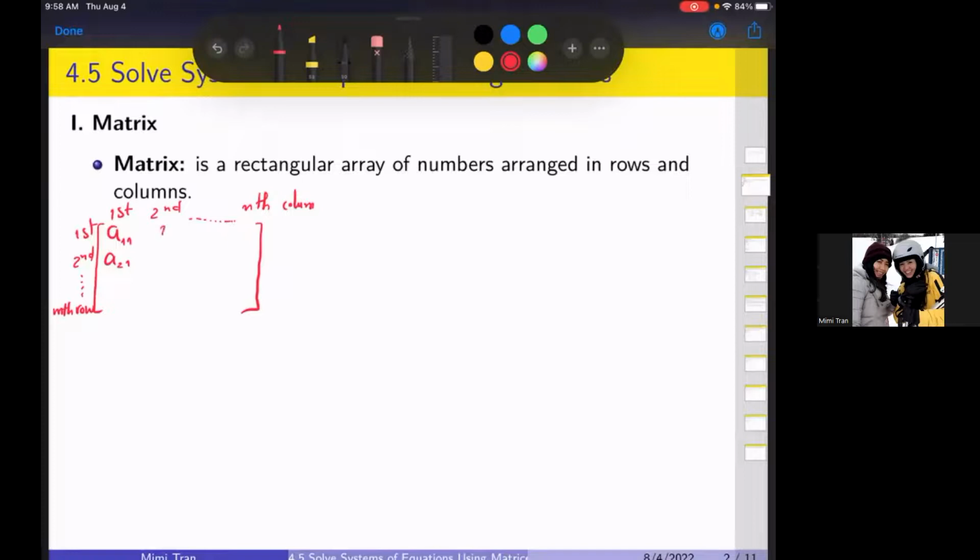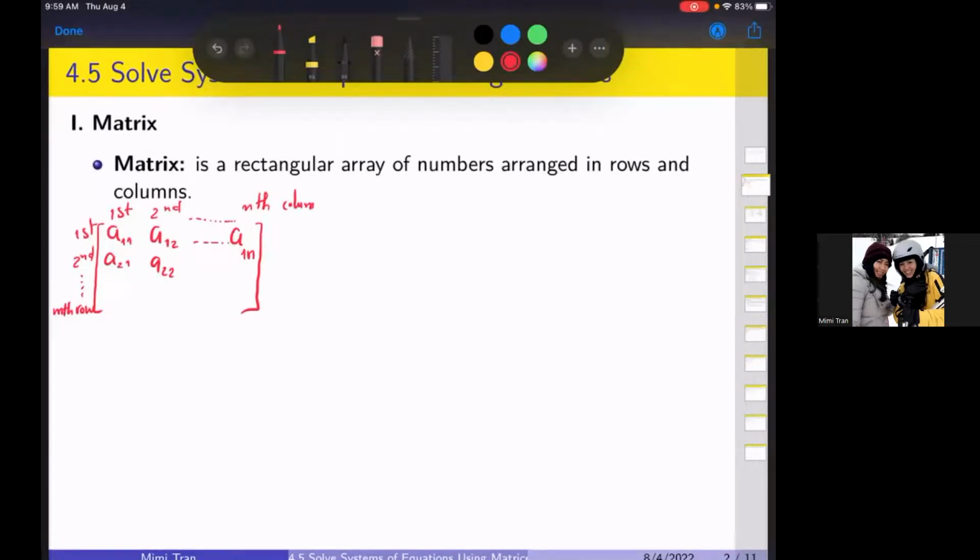Can you tell me what this one is? Yeah, A12. Somebody else tell me what I have for that one. Yeah, A22. So you got the idea, right? A22 all the way to what? What about this one? What row? First row, and then the nth column, so A1n, just by order.